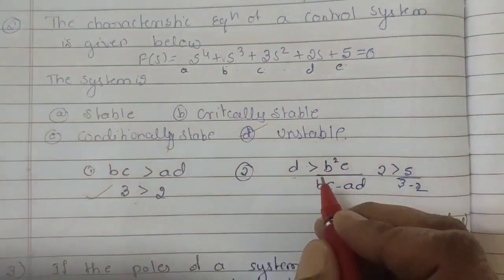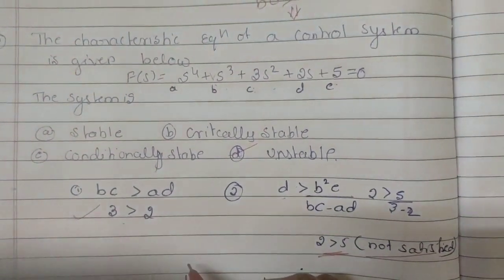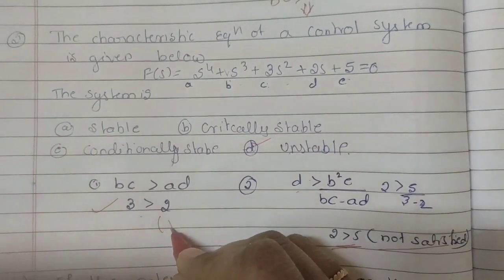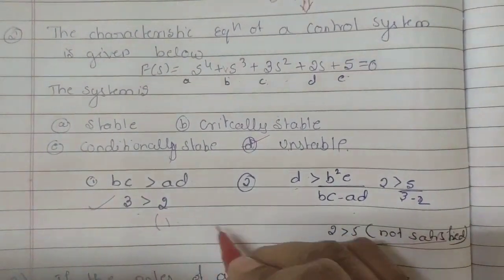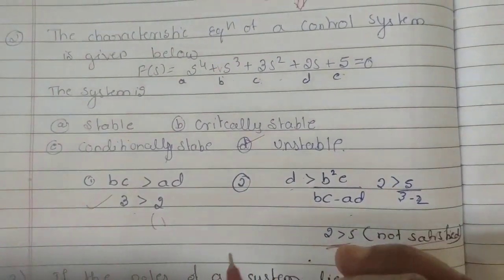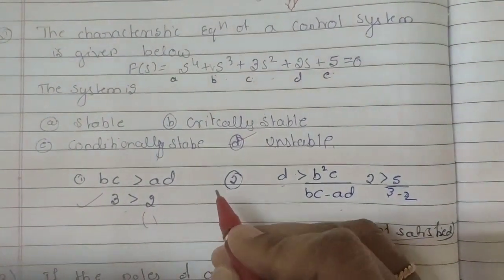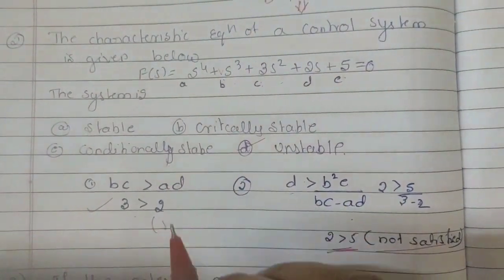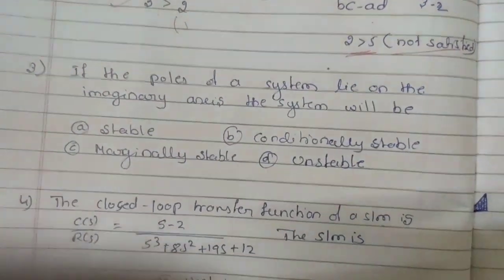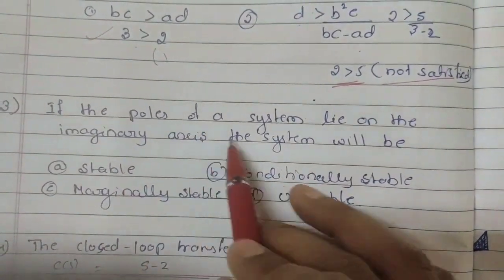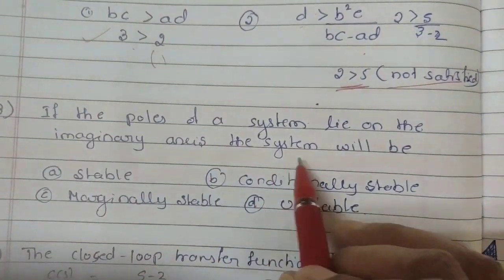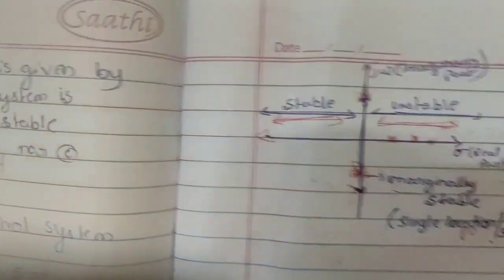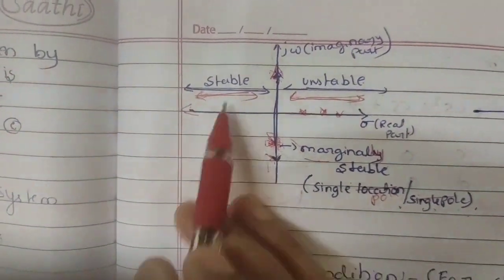So the first condition is satisfied but the second is not satisfied. Both conditions should be satisfied, then only the system will be stable. Third question: if the poles of the system lie on the imaginary axis, the system will be, as I told, marginally stable.